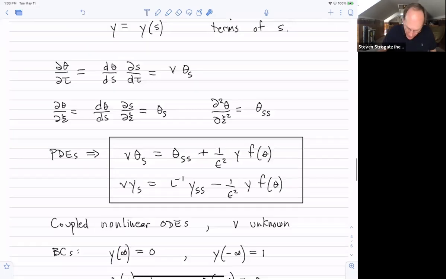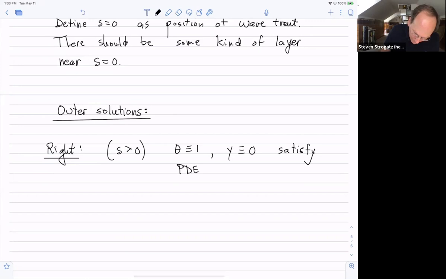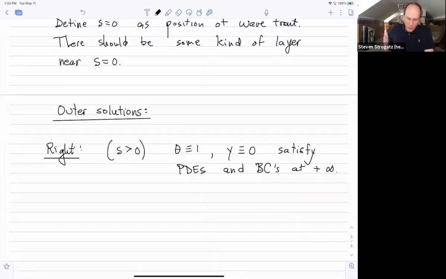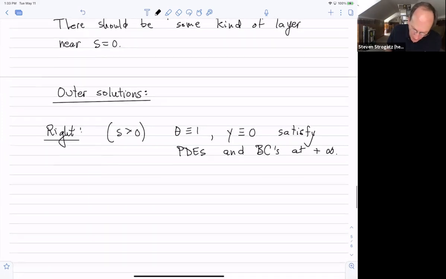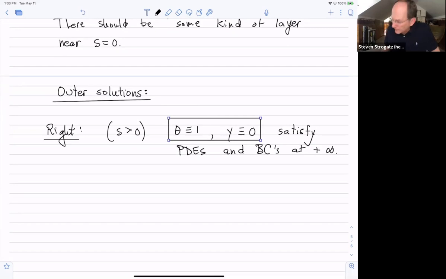So I'm just trying to argue that in the outer region on the right, theta identically equal to one and y identically equal to zero satisfy the PDE. You could check the other PDE as well. They satisfy the PDEs and the boundary conditions out at plus infinity. So those are going to qualify as our outer solutions on that side. I don't want to make a big deal about them because we have to focus on the harder stuff, the inner solution and the solution on the left. So let me just take this as kind of obvious for what's happening on the right.